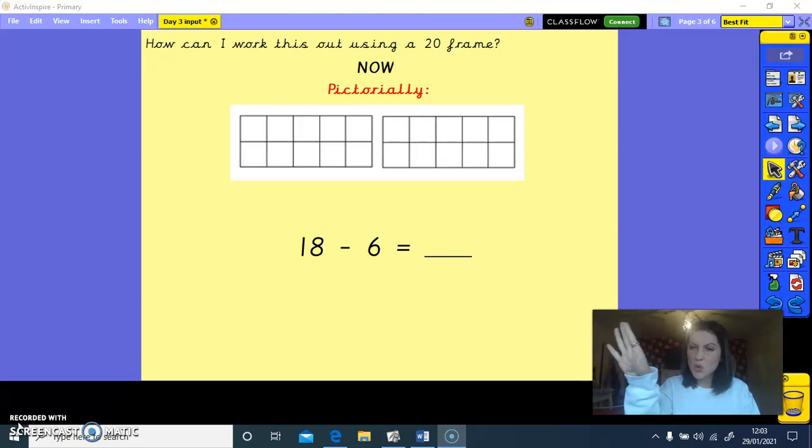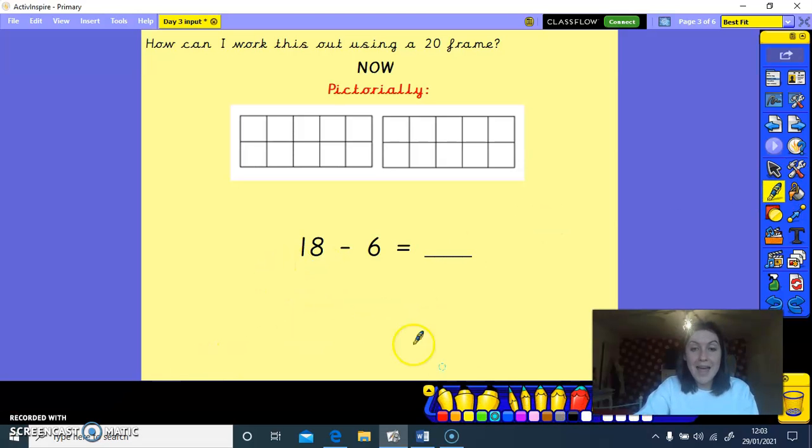That will be what we sort of do on our 20 frame now. So how many dots do I need? 18. I need 18 dots because my number sentence is 18 take away 6. Count with me. 1, 2, 3, 4, 5, 6, 7, 8, 9, 10, 11, 12, 13, 14, 15, 16, 17, 18. I've got 18 dots because that is my beginning number.